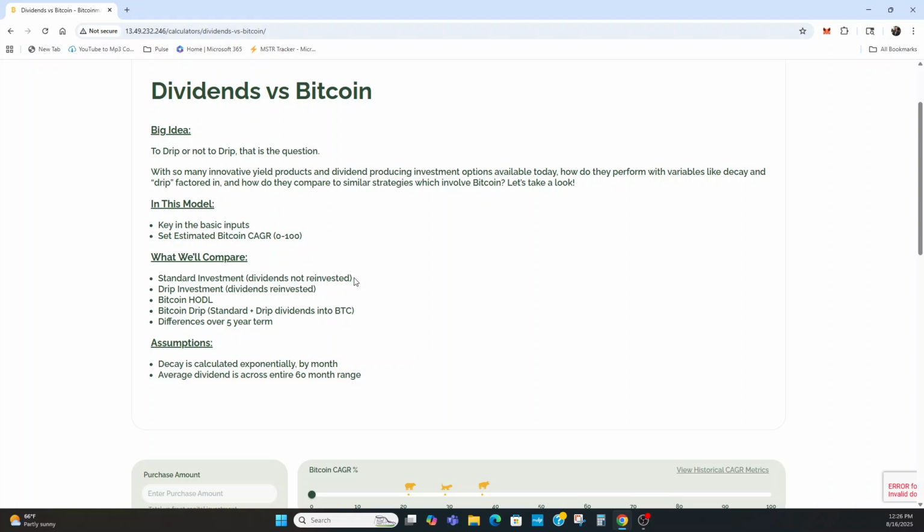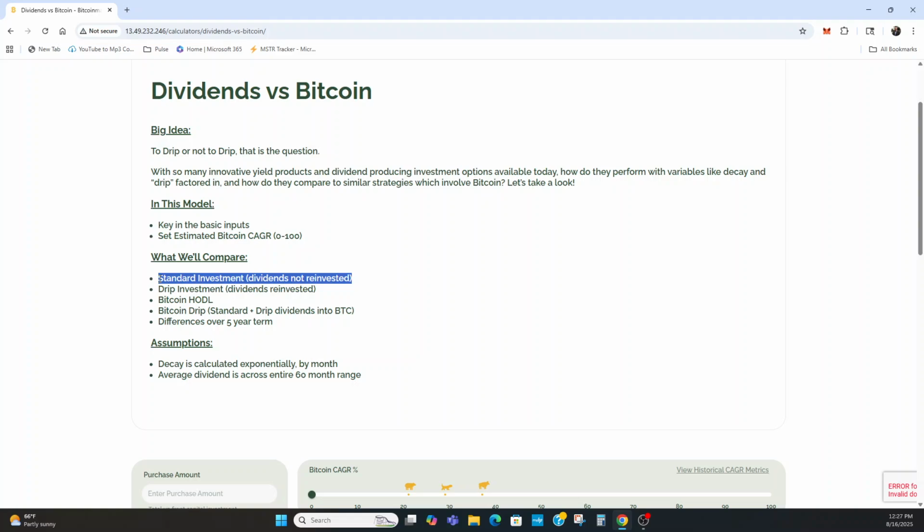So the first output we're going to see is a standard investment into a dividend producing product, right? So you take your dollars, you invest them into MSTY, and you accumulate the yield. But what you don't do is anything else with that yield. That yield accumulates as dollars. Perhaps you put that into a checking account or a savings account or whatever, but ultimately you're not reinvesting those funds. So we'll look at that as scenario 1.